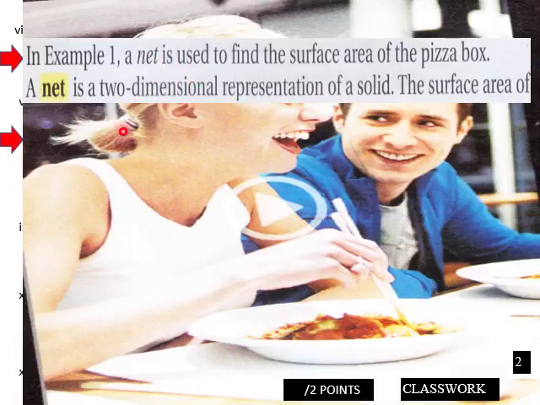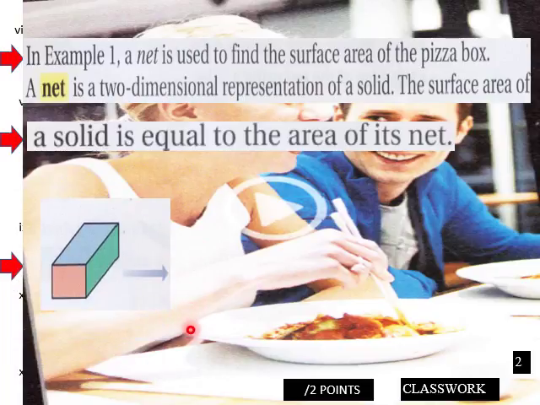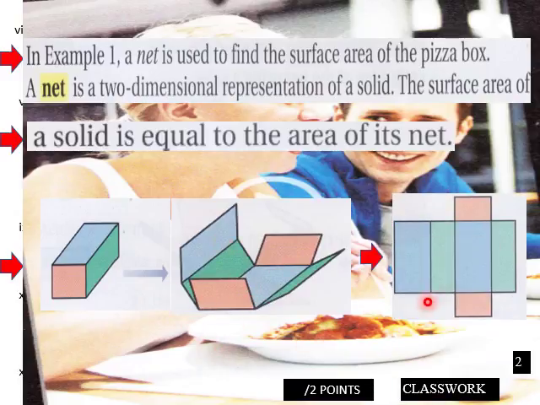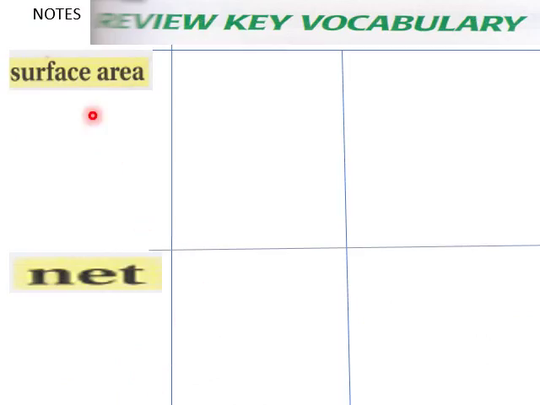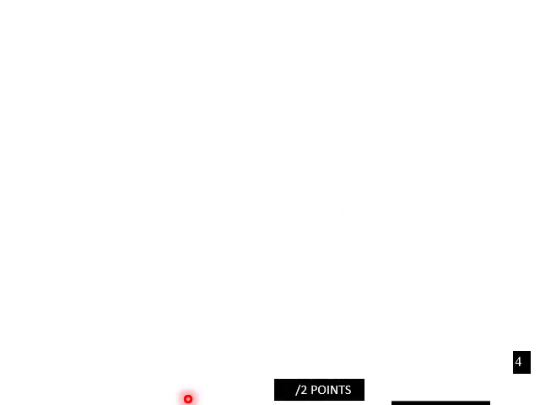In example 1, a net is used to find the surface area of a pizza box. A net is a two-dimensional representation of a solid. The surface area of a solid is equal to the area of its net. So we have a rectangular box here. We flatten it out. Here's the net of this here. So students, in your own words, define surface area, define net. Okay, that goes in your notebook.